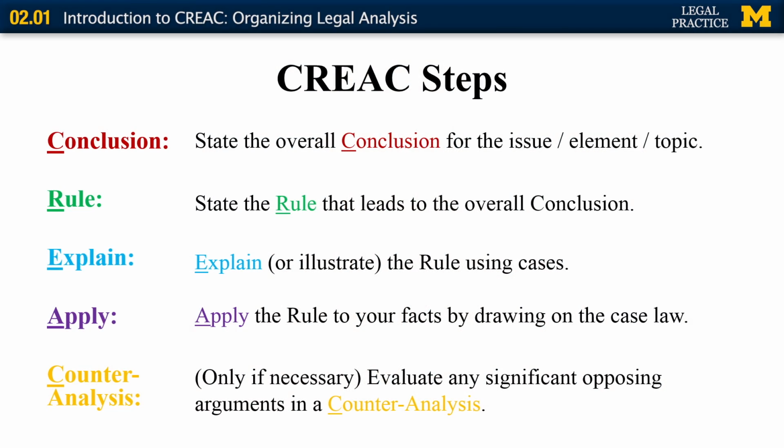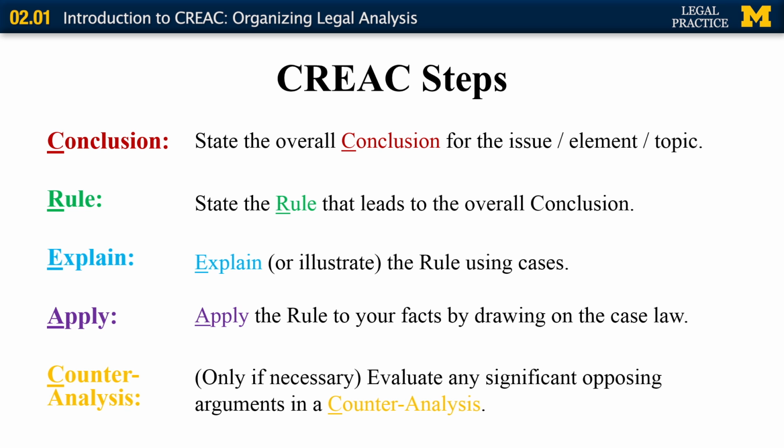Now let's look a little bit more in depth at what each step contains. So remember that first C is for conclusion. In this step, you just simply state the overall conclusion for the issue or for the element or the factor. The second step is the rule. You're going to state the legal rule that leads to your overall conclusion. The third step is what we call the explanation. And in this step, you explain or illustrate the rule using usually court opinions.